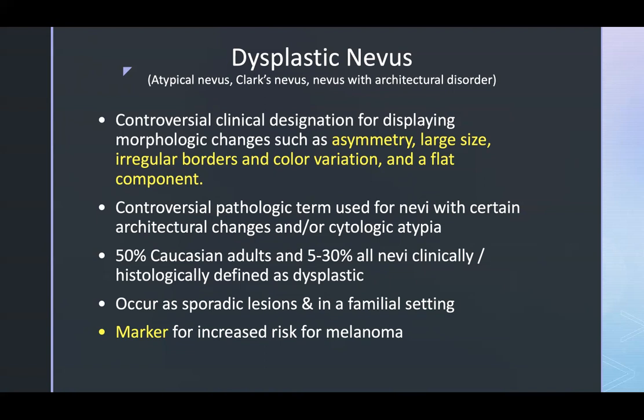It can be controversial because it displays different morphologic changes. Some can be symmetric, but some can be asymmetric. Some can be small, but some can be large. Some can have regular borders, but some have irregular borders. And some can be homogeneous in color, while others show a lot more color variation. But at the same time, again, it's important to remember these are not melanoma. The most important thing about these is that they are not melanoma. But depending on if one grades them as mild or moderate or severe, they may be clinically treated differently.